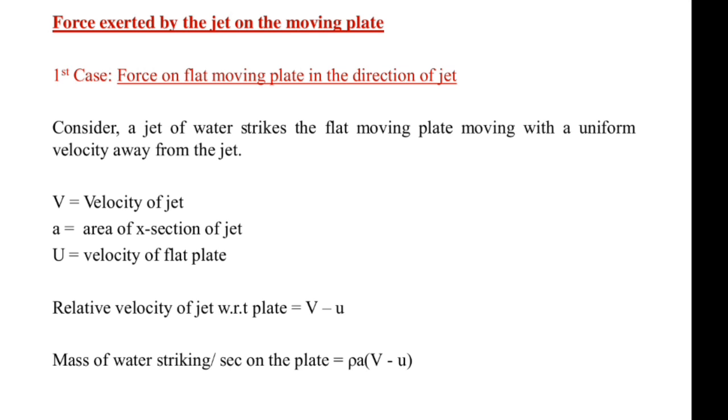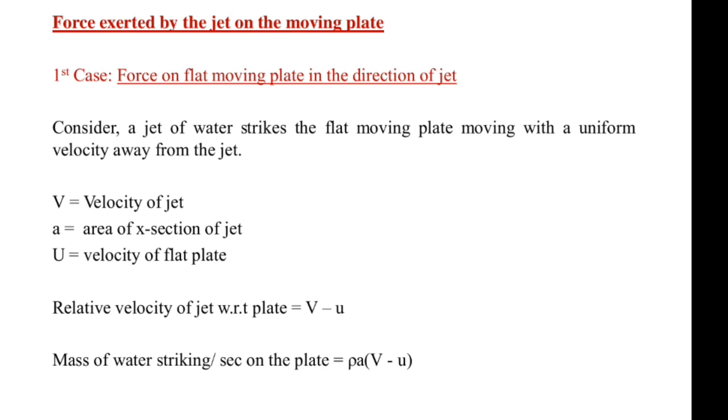Next, we'll see the force exerted by the jet on the moving plate. First case, force on the flat moving plate in the direction of the jet. Consider a jet of water striking a flat moving plate moving with a uniform velocity away from the jet. Let V equal velocity of the jet, small a equal area of cross section of the jet, and capital U equal velocity of the flat plate.